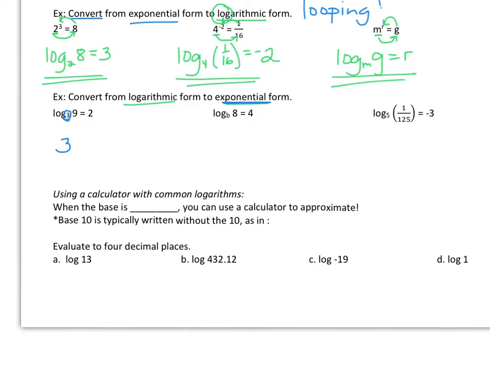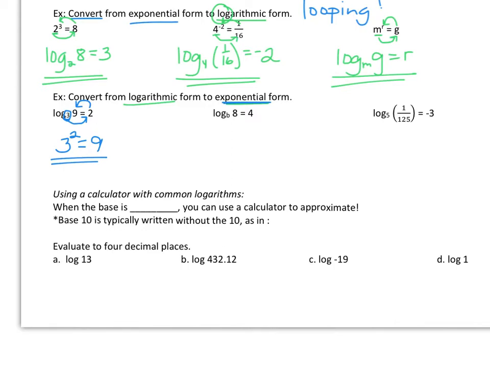Now remember, we separated the base from the exponent before, so now we need to put them back together. And that's where looping comes in. If we raise 3 to the 2nd power, guess what it equals? It equals 9. And there's your exponential form for that logarithmic statement. All right, the next one.